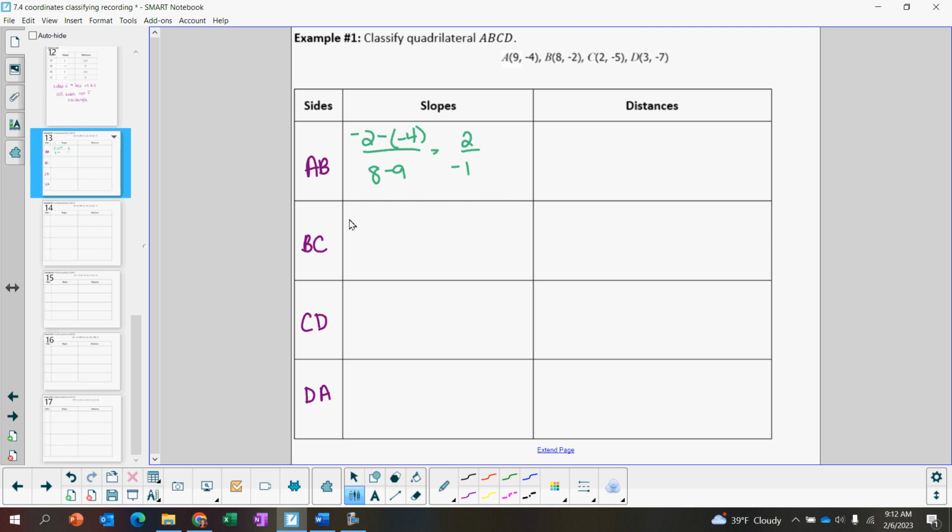Negative 5 minus negative 2, 2 minus 8. So negative 5 plus 2 is negative 3, 2 minus 8 is negative 6. This is really a positive 1.